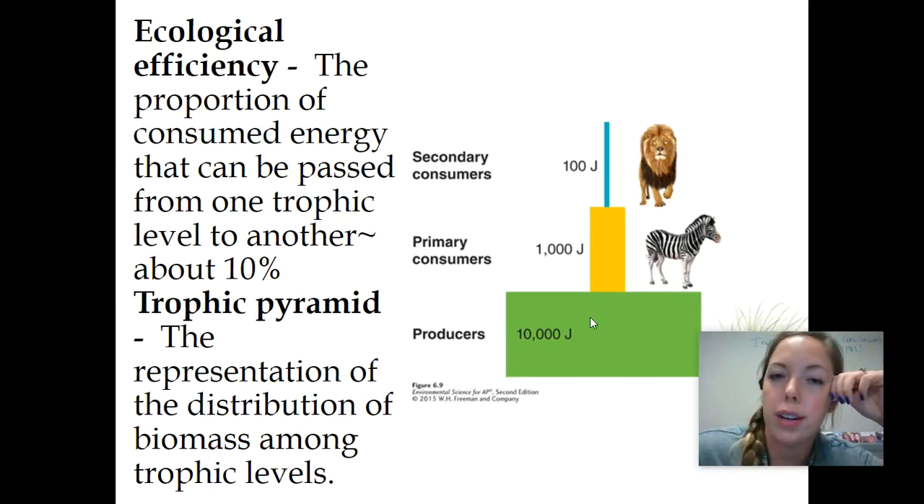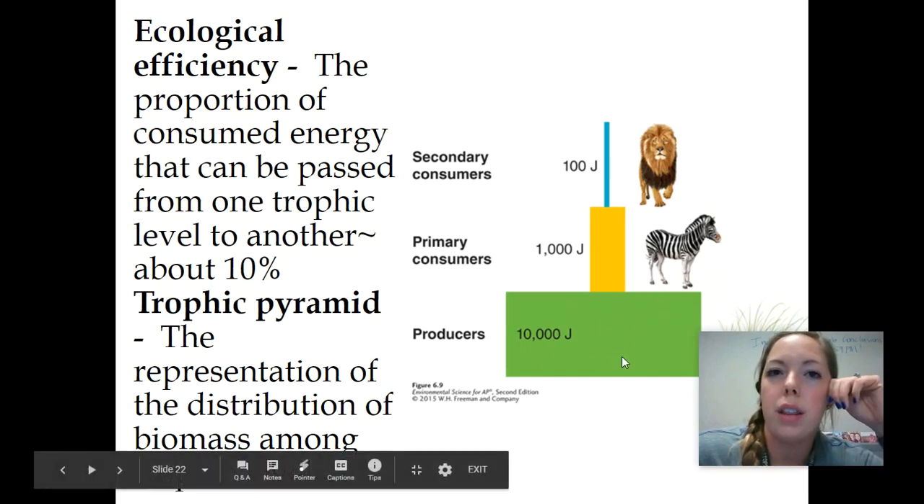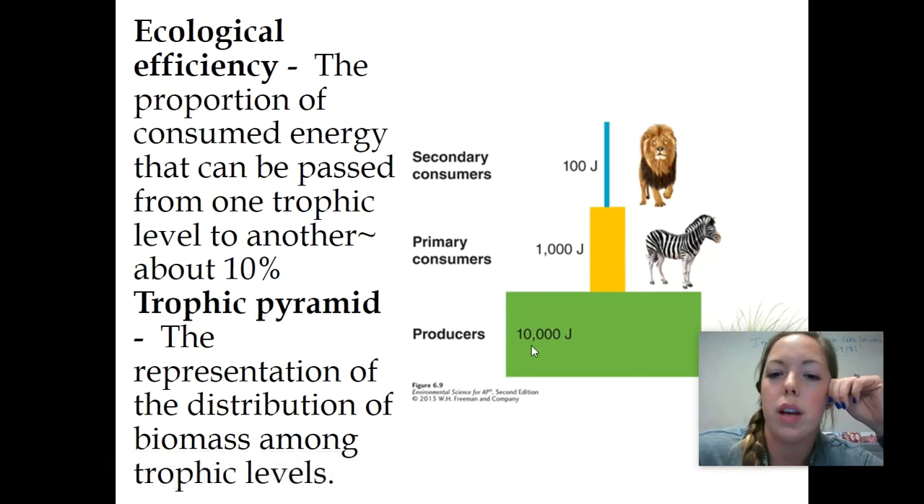So let's look at the Serengeti ecosystem again. That gives us a pretty good example of a trophic pyramid right here, right? The biomass of the producers is much greater down here than the biomass of the primary consumers, okay? And you can see the numbers. You have 10,000 joules of energy at the producer level, and 1,000 joules of energy up here at the primary consumer level, which is 10%. Okay, only 10% of that energy travels up the food chain.